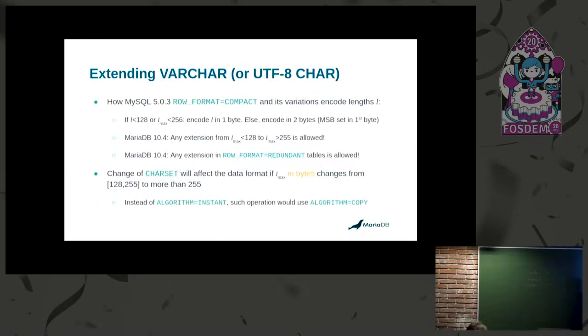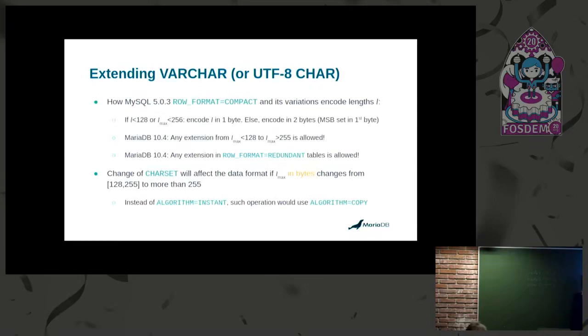So this format is not encoding the length of fixed length columns at all. And for variable length columns, if the maximum length is at most 255 bytes, then it will use 1 byte for encoding the length. Or if the actual length fits in 7 bits, then it will also be encoded in 1 byte. The most significant bit would then be 0. Otherwise, if the maximum length exceeds 255 and at the same time the current length exceeds 127, then we will encode it in 2 bytes, and the first byte will have the most significant bit set.